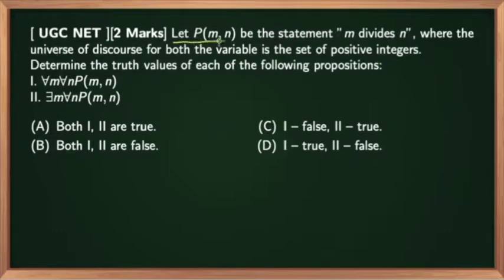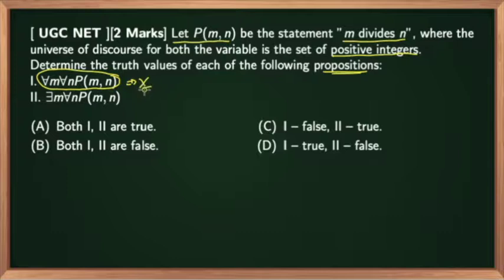Let P of m comma n be the statement m divides n, where the universe of discourse for both the variables is a set of positive integers. That means m and n are positive integers. So m divides n means m can properly divide n. That's the meaning. Okay. Now determine the truth values of each of the propositions. Whether this predicate is always true for all m, all n, p of m comma n. That means every integer can be divided by every integer, right? So that is not true.